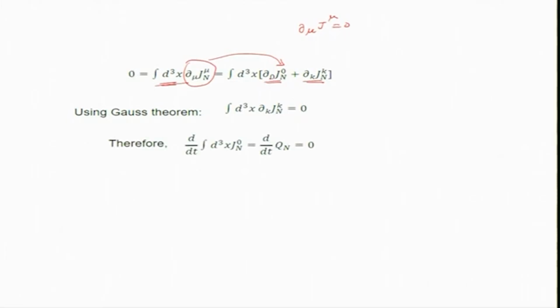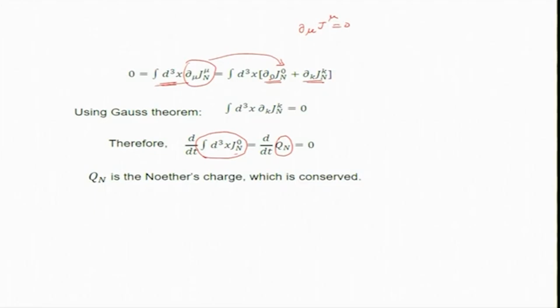So this derivative with 0 means d by dt. So d by dt of the integral of j0 d cube x is 0. Now d by dt can be taken out. So this quantity is constant and this is called the Noether charge. So there is a conserved quantity and that is the derivation. So this charge Q N is constant. So for every symmetry we will get a conservation, every symmetry operation.